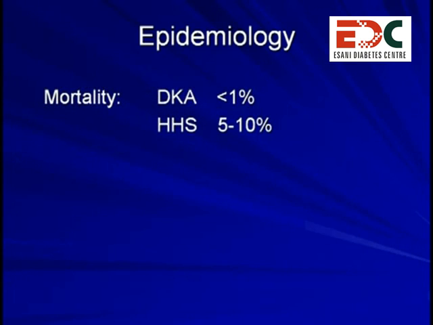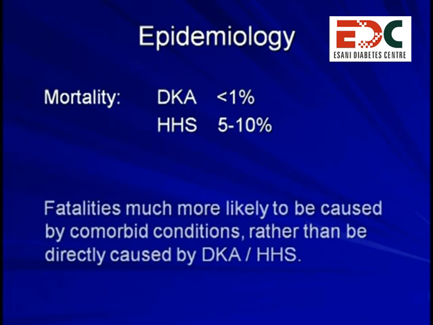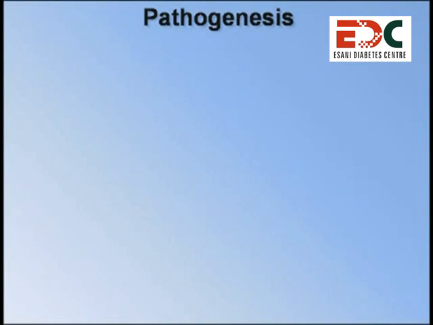Regarding the mortality of DKA and HHS, in current times, DKA actually has a remarkably good prognosis with a mortality of less than 1%, while the short-term mortality in patients with HHS is around 5 to 10%. This surprises many people, since patients with DKA generally have significantly more electrolyte and acid-base derangements. The explanation is that the fatalities in both conditions are usually due to comorbid conditions or the triggering event for the hyperglycemic crisis. Since patients with HHS tend to be older and more chronically ill than those with DKA, their mortality rate is higher.